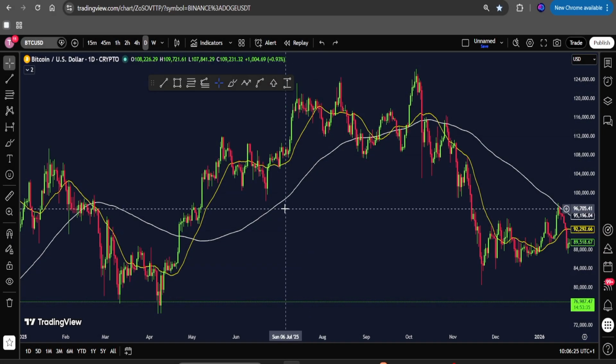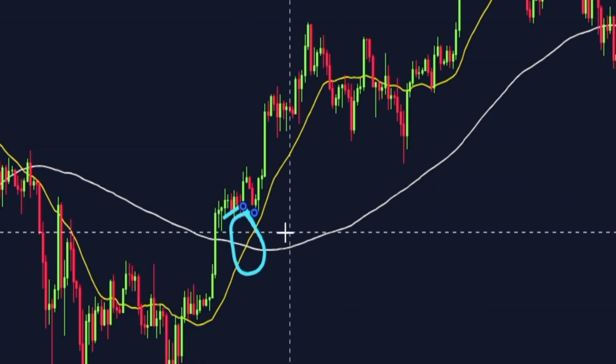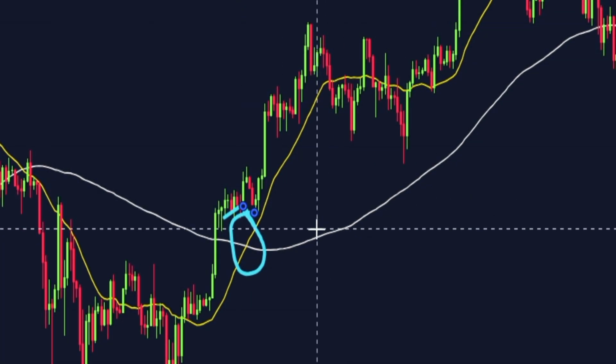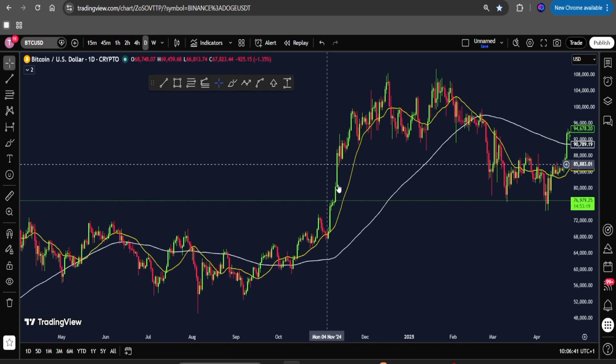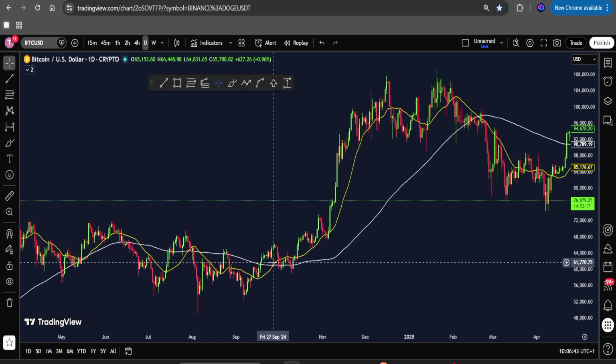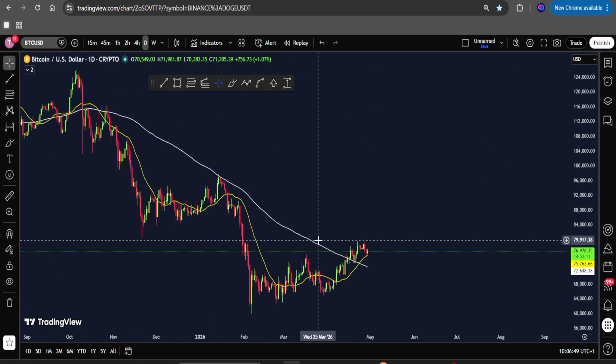Welcome to today's update. Multiple times we've seen BTC with a major rally here on the daily time frame. Whenever we see this yellow line cross or go above the white line, we saw it here in May 2025, and also the same signal was repeated here back in September 2024. Now, if you take a look at this current market condition, we are yet again printing the same signal here on the daily time frame.